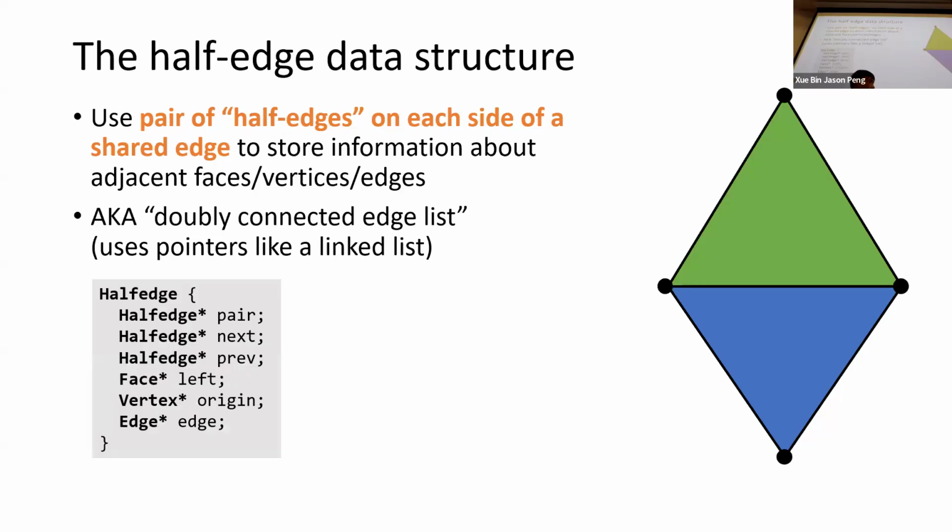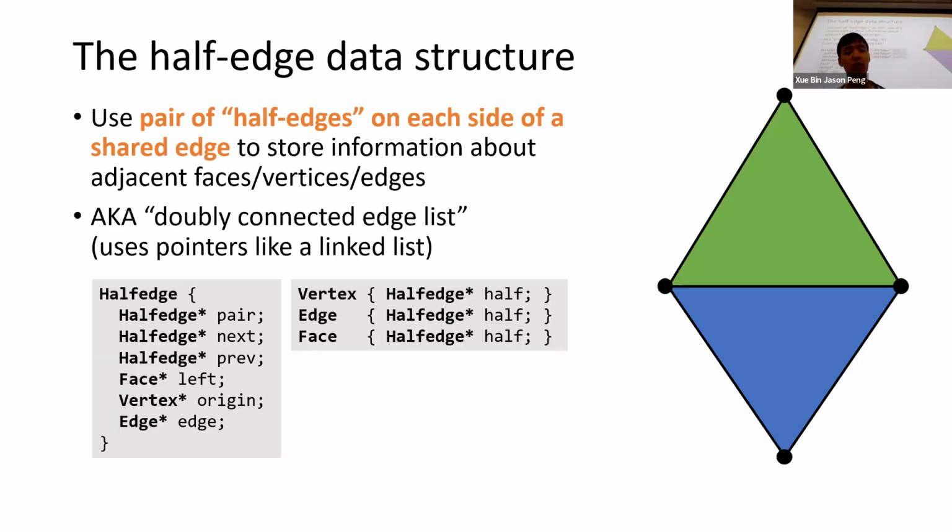And in the half-edge data structure, the half-edge is the key data structure that we are going to use to form the linked list that stores the topological information of the mesh. So this is an example of a simple pseudocode for how we would represent a half-edge. A half-edge contains a bunch of pointers to other entities in the mesh. Now, in addition to the half-edge, we might also introduce some other data structures to represent the vertices, the edges, and the faces in our mesh. So let's walk through how these different data structures work.